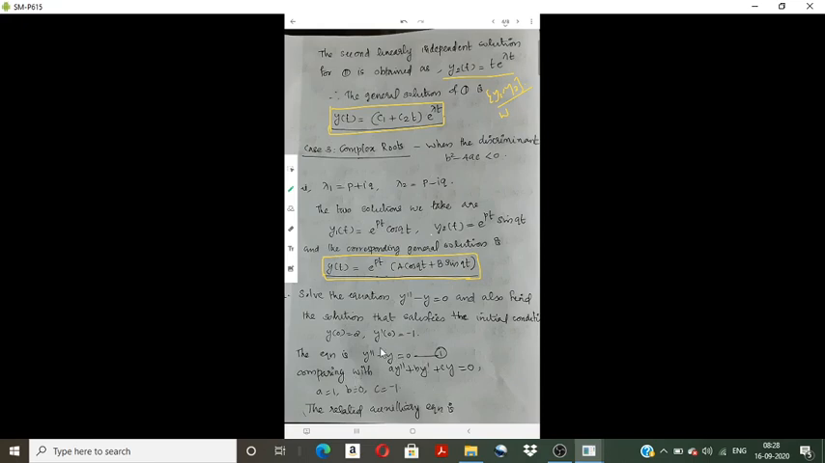Then first of all, in order to solve this equation, we have to write the auxiliary equation, find the roots of the auxiliary equation, and according to the nature of the roots, write the standard form. So this is the procedure. So first of all, we have to write the auxiliary equation.